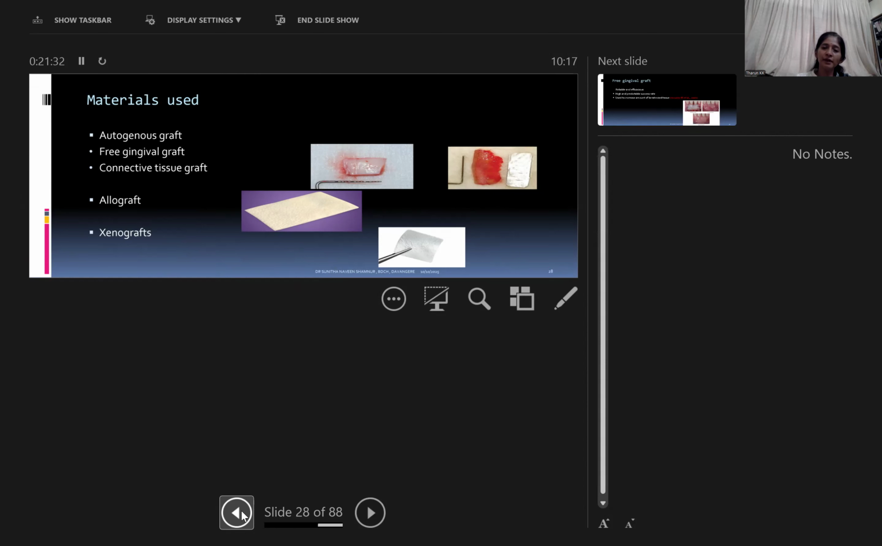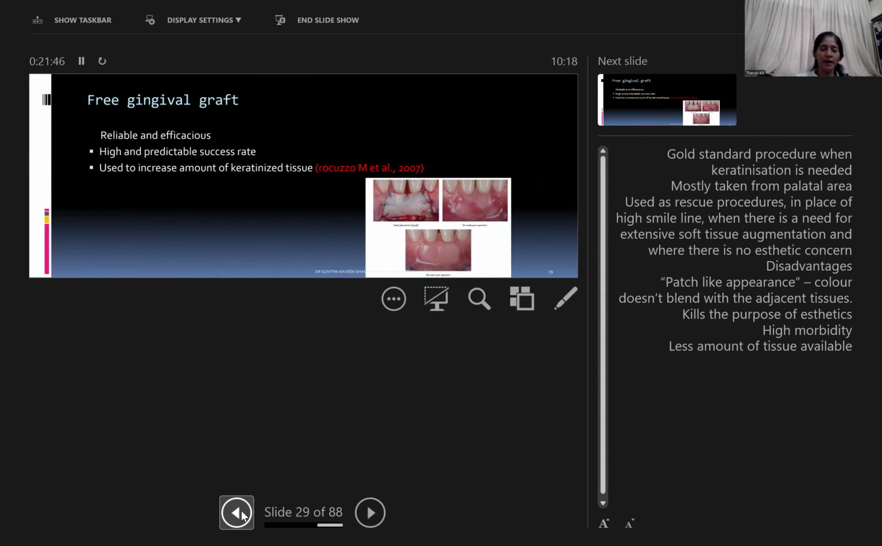And the disadvantage of using these autogenous grafts is the size, the quantity that is available, and sometimes the quality also. So to negate this, we have the allografts and the xenograft materials. And the numerous companies that are available for your xenograft, one is from the Geistlich company, and the other is Neuro Cross, a Switzerland-based company, so you can use these.